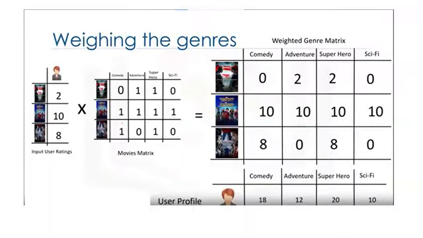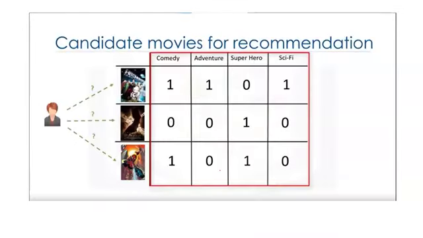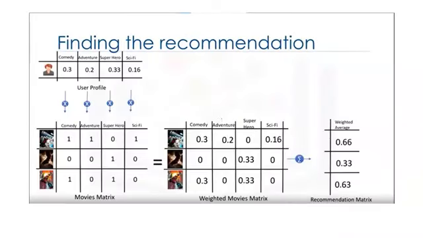So here we have multiplied the user ratings with the attributes of the movie to calculate this weighted genre matrix. And once this weighted genre matrix is calculated, based on that, we have come up with this user profile. Okay, and once the user profile has come, whatever the unwatched movies are there, those would become the candidate movies for recommendation. And what we did is we calculated the weighted movies matrix to come up with a recommendation matrix for that particular user.